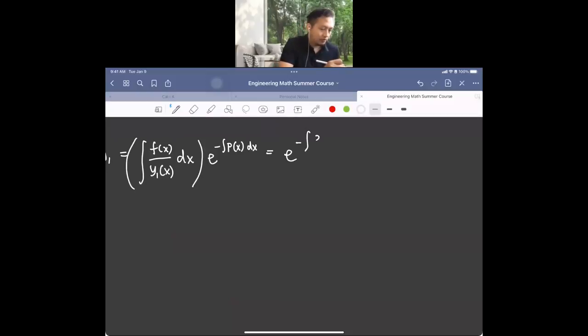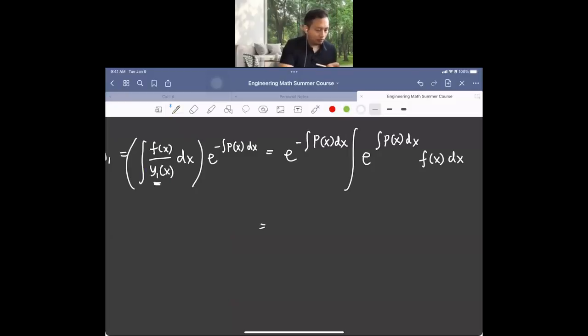So e to the power of negative integral of p(x) dx, integral of f(x) over y1, then we can say that this is e to the integral, now it's positive because I'm putting it up there, f(x) dx. Because before it's negative, and negative means it's 1 over, right? So I'm just changing the negative to positive for this y1 here.